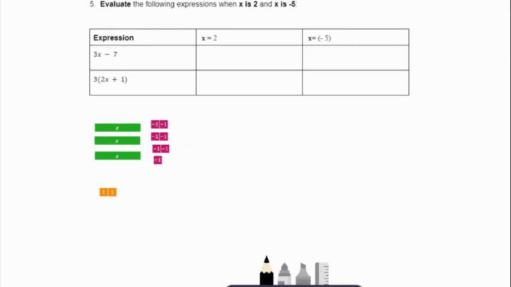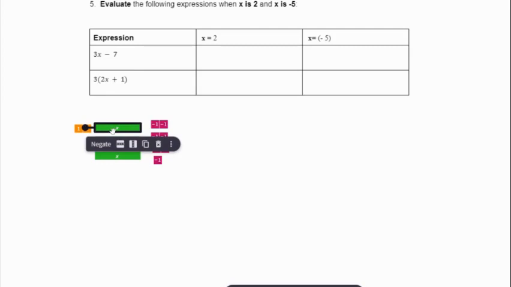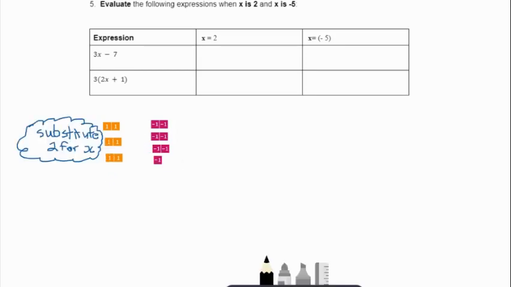So I'm going to first do it with the tiles. So what we want to do is replace or substitute 2 for each of these x's because x is now equal to 2. So I have 2 here. So I'm going to put 2 in for that x. So that's no longer x, it's now 2. And then I'm going to do the same thing for the other two x's. Another way of saying this is substitute 2 for x, or sub in 2.